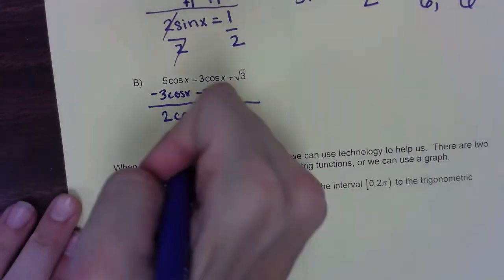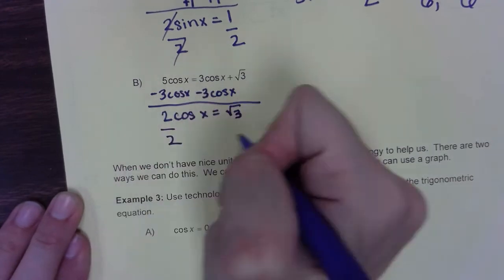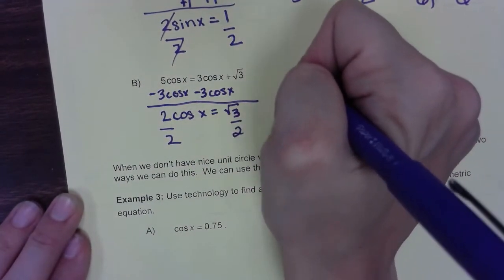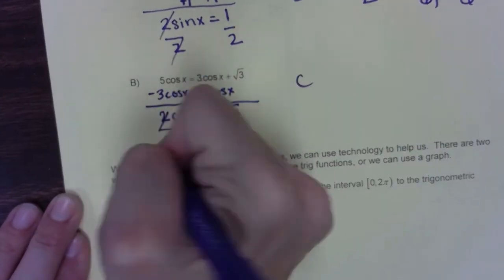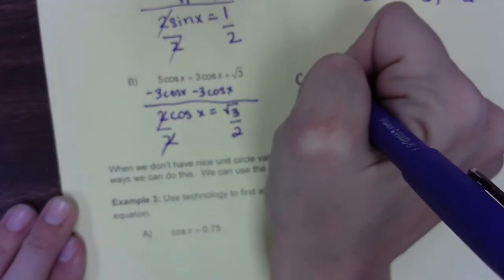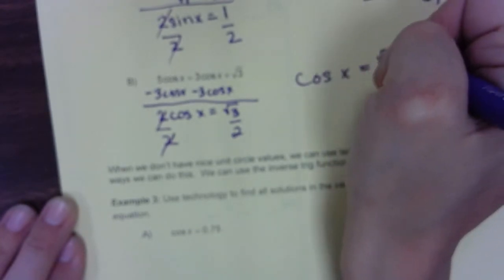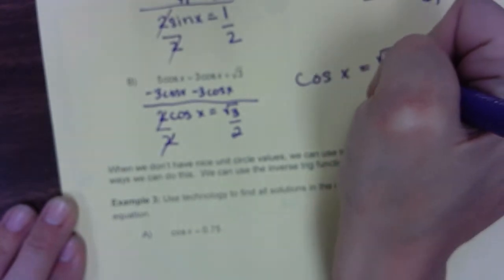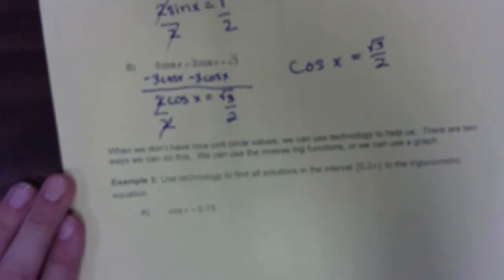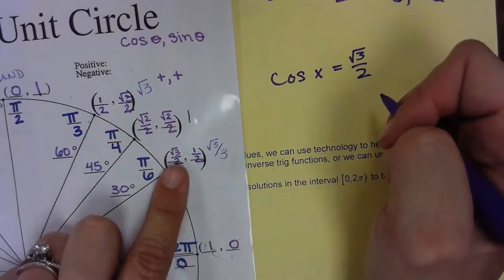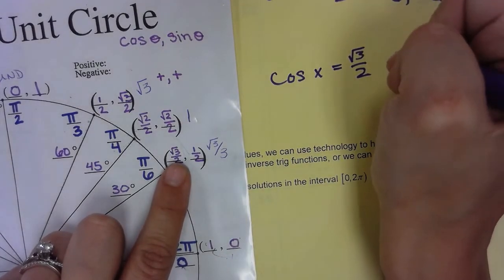Next, we need to get cosine by itself by dividing by 2. So I'm looking for cosine x, giving us square root of 3 over 2. Positive square root of 3 over 2. So if we look back at our unit circle, I see it at pi over 6.